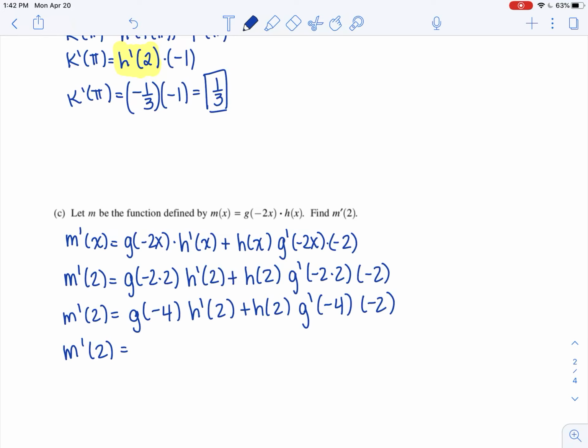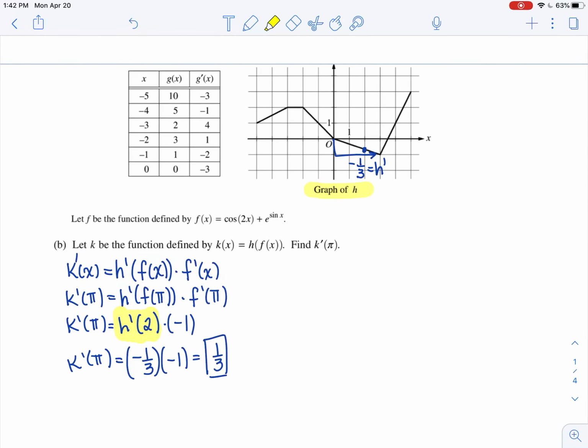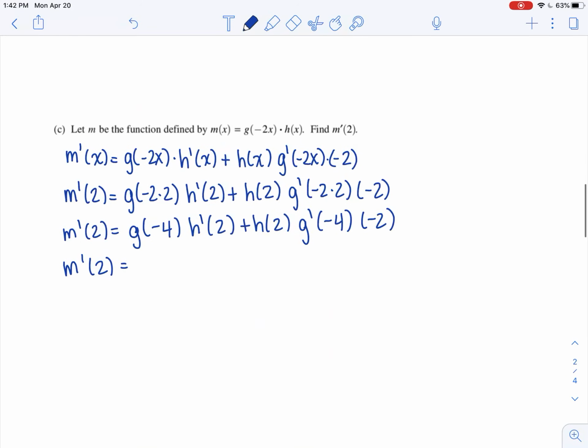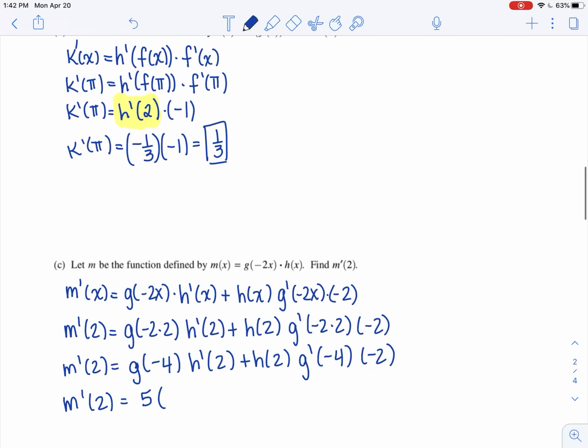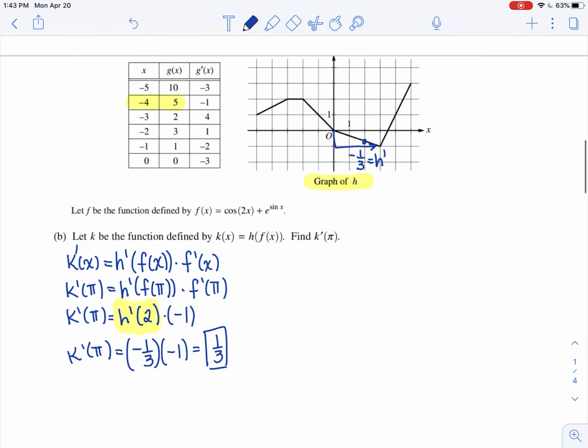Okay, so when I start going back to the graphs and the information that's provided to me, g of negative 4. Okay, so g of negative 4, go to when x equals negative 4, you can see that g comes out to be 5. So that's 5. H prime of 2, we just used in the previous problem, had come out to be negative 1/3. Remember, that was the slope of the h graph at 2.